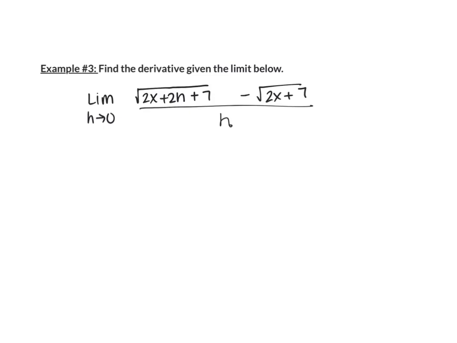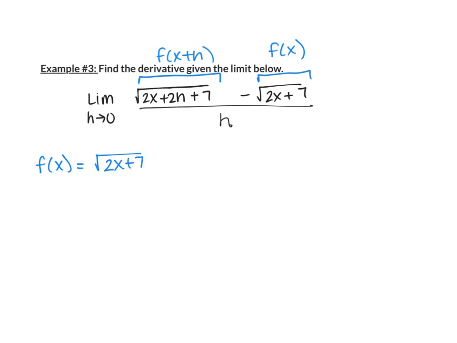All right, so now same concept, find the derivative given this limit definition. So if we follow that same pattern, this has to be my f of x plus h minus this is my f of x. So if I want to find the derivative, I'm going to pull out what f of x is. So my f of x is the square root of 2x plus 7, and I want to find my derivative.